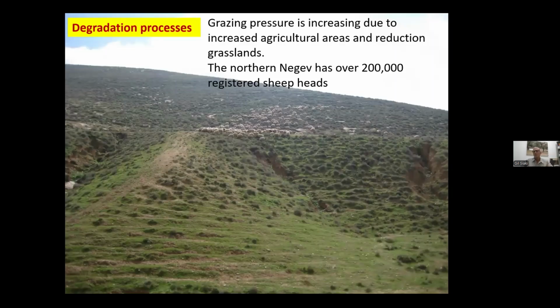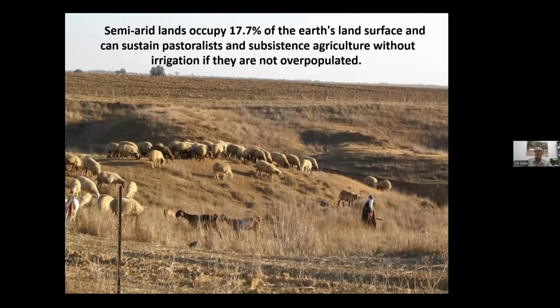Another degradation process is made by grazing. Grazing pressure is increasing due to increased agriculture areas and reduction of grasslands. The northern Negev has over 200,000 registered sheep heads. This is what we know that's registered, but there are many more heads of animals that we don't know about. And what if the grazing is not well managed? We have problems. We know it.